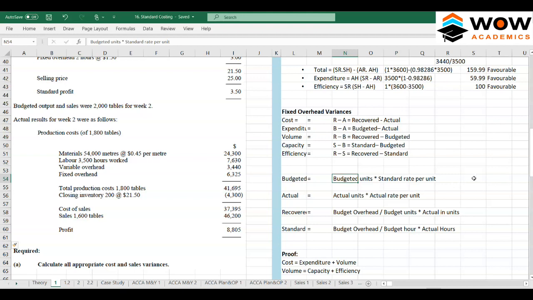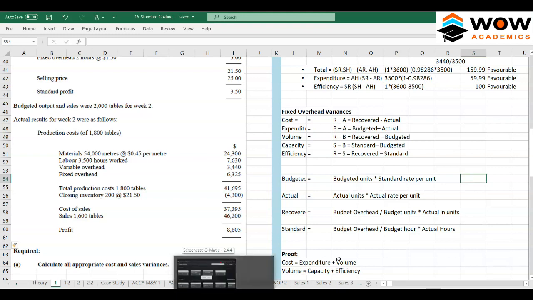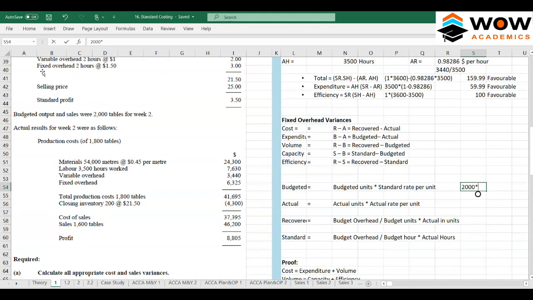So budgeted units, we have to search. Here it is. Budgeted units, they thought of producing 2000 units into the standard rate per unit. What is the standard rate? Only the standard fixed cost rate. If you see this problem, the fixed cost hours is 2 hours and the rate is 1.5. So the standard rate is 1.5. So we got that. Let's go to the actual units produced, which is 1800.